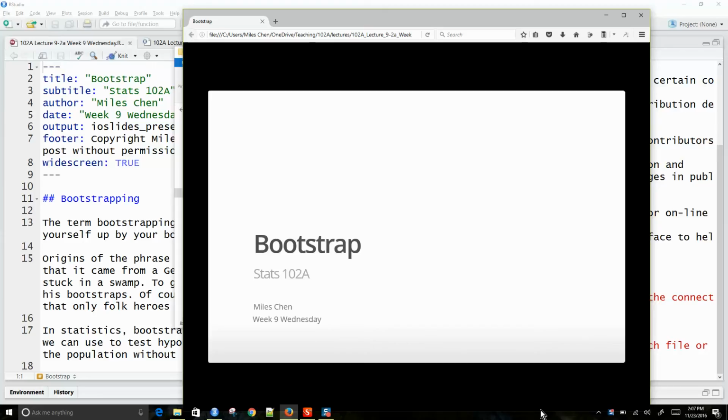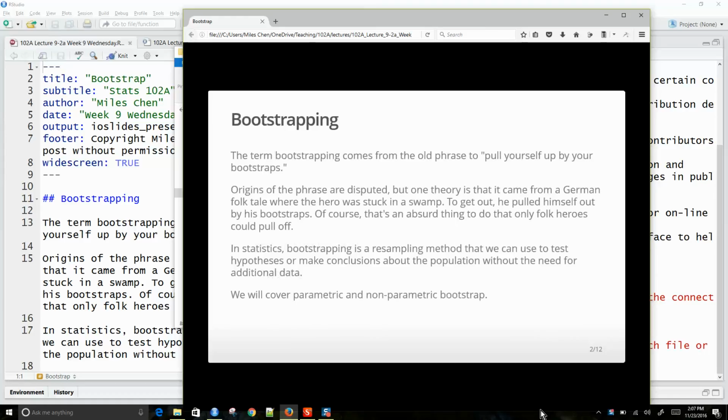Anyway, on Monday we talked about randomization tests. Today we'll talk about something similar but different, and this is Bootstrap, okay? So bootstrapping, this term comes from that old phrase, to pull yourself up by your bootstraps, and the origins of that phrase are disputed. One theory is that it comes from a German folk tale where the hero got himself stuck in a swamp, and to get himself out of the swamp, he pulled himself out by his bootstraps, okay?